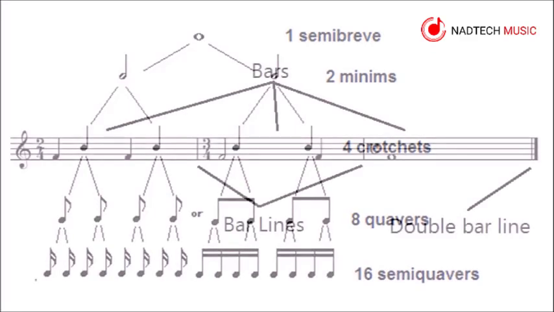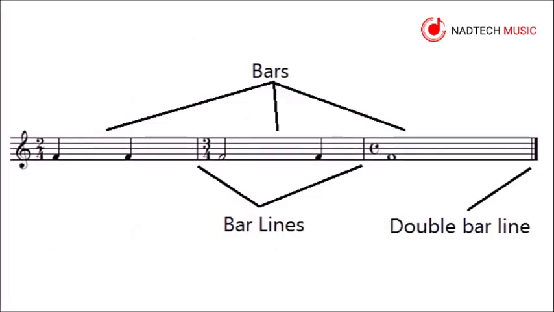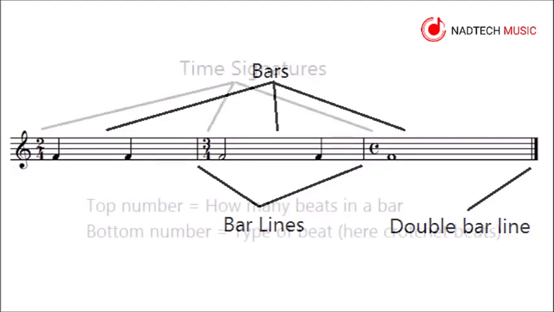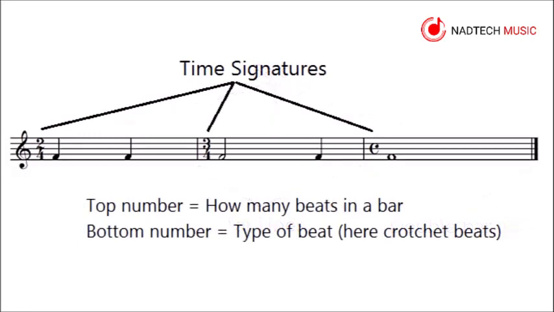The stave you can see here contains 3 bars, separated by bar lines. And at the end of the line there is a double bar line. At the beginning of each bar there is a time signature. The top number of a time signature tells you how many beats are in a bar, and the bottom number tells you what type of beat it is.